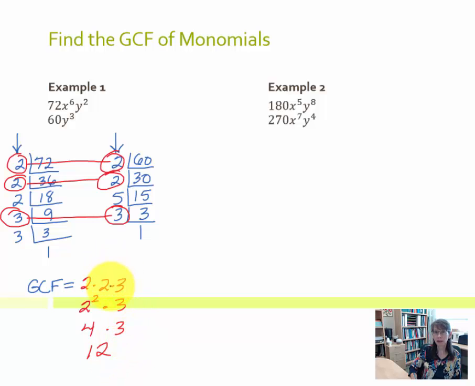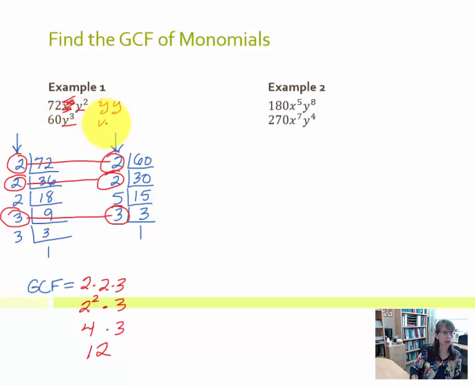So for the numerical portion, I know that 72 and 60 have the factor of 12 as their greatest common factor. Now we also need to go back and look at any variables that are included. So with 72 we have base of x and base of y, and with 60 we only have bases of y. We don't have any bases of x in common, so I'm not going to even consider x in my greatest common factor.